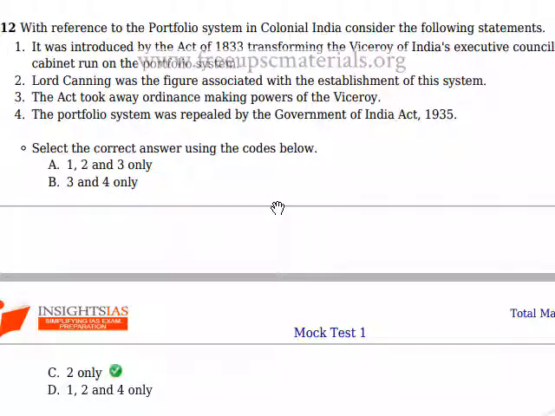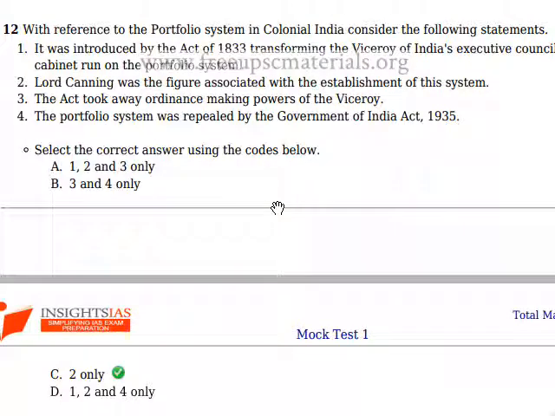With reference to portfolio system in colonial India, consider the following statements. So with reference to the portfolio system, Lord Canning was the figure associated with the establishment of this system. And 1, 3 and 4 are not correct.